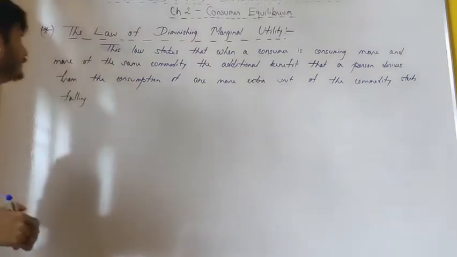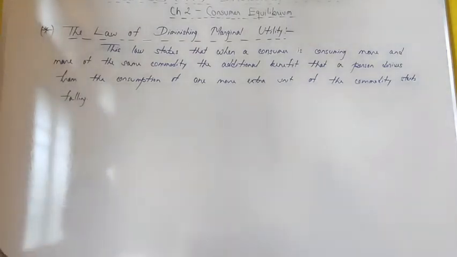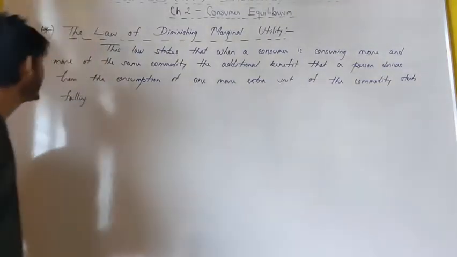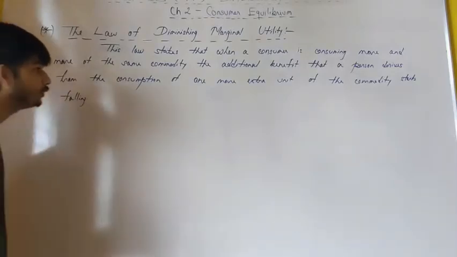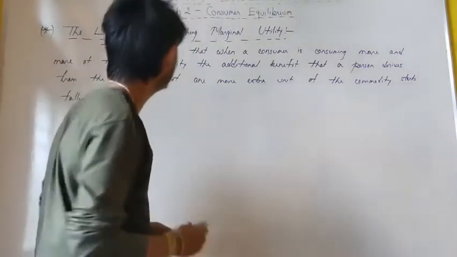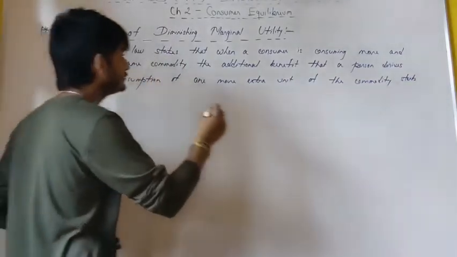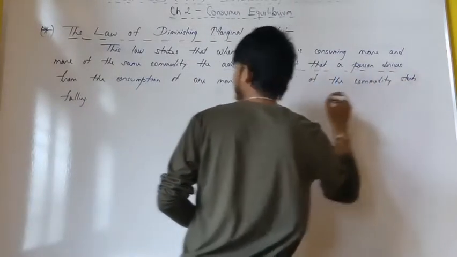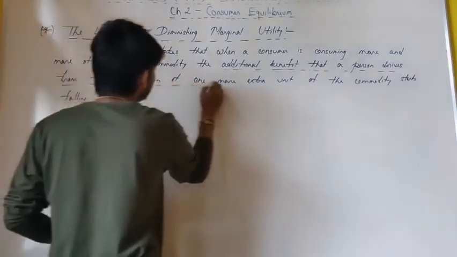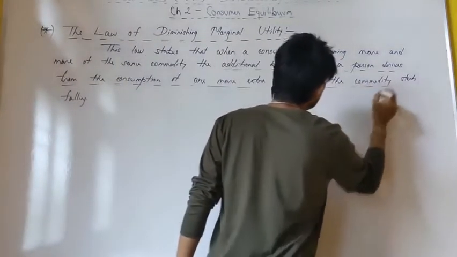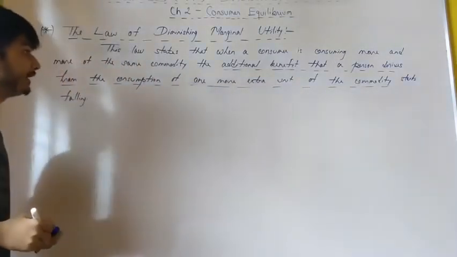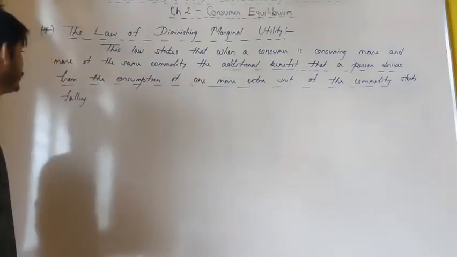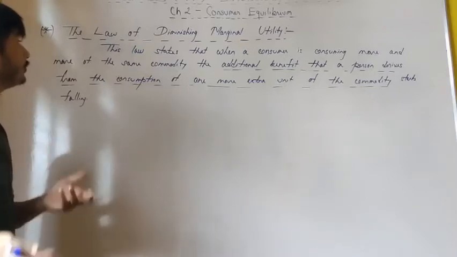Whenever a consumer consumes more and more of the same commodity, the additional benefit that a person derives from the consumption of one more extra unit of the commodity, this additional benefit, is basically our marginal utility, and this marginal utility starts falling whenever we consume more and more of the same commodity.